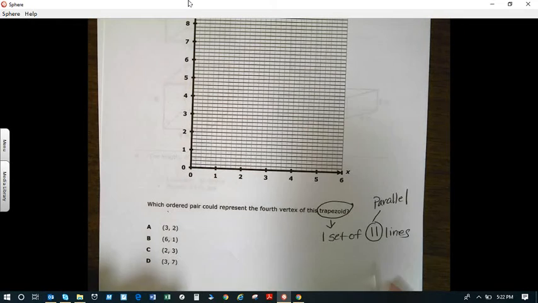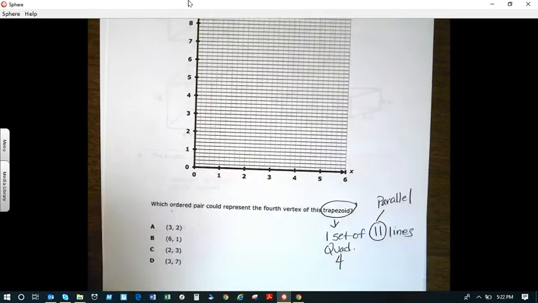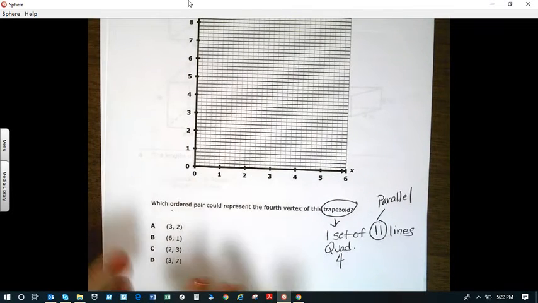And it's also a quadrilateral. Quadrilateral, which means it has 4 sides. All right, so now let's go ahead and plot my numbers.